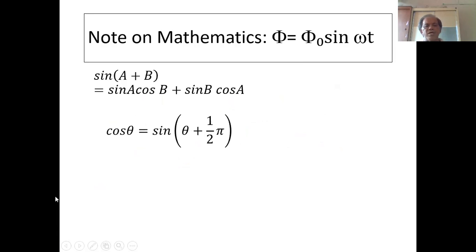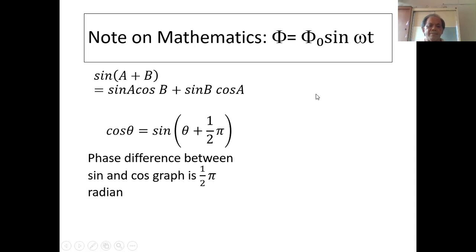And then remember your math formula. Sine A plus B is sine A cos B plus sine B cos A. And cos theta is just sine theta plus half pi. So compare this one and that one there, that's your half pi. That's where we get your phase difference from, half pi.